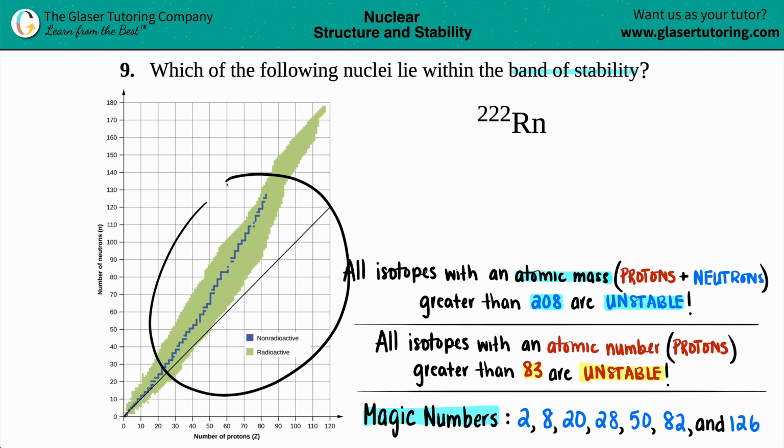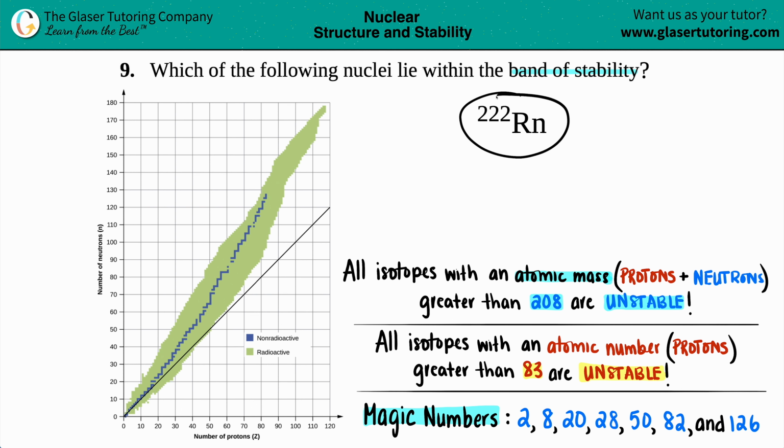Now this graph over here shows the big bad band of stability. The blue is all of your stable isotopes, and the green, those are all your unstable isotopes. So we got a lot of unstables out in the world. But anyway, is this one in question stable or unstable? We have radon, Rn, with 222.